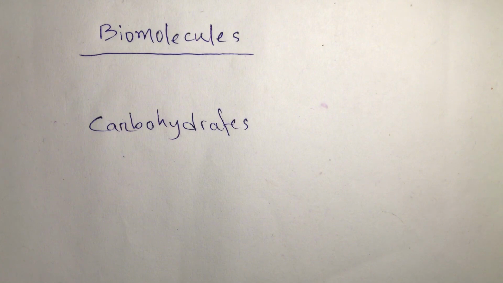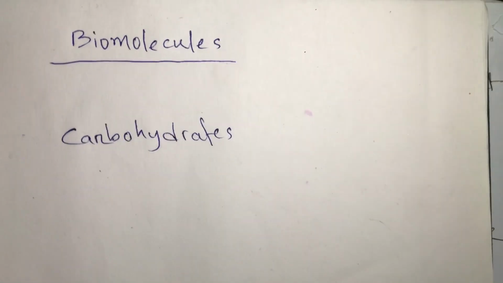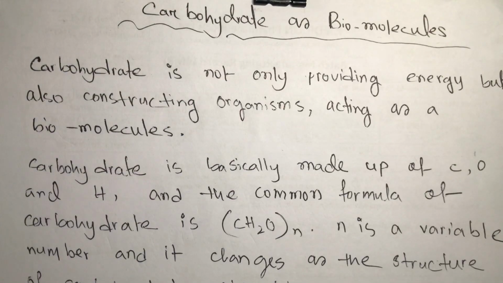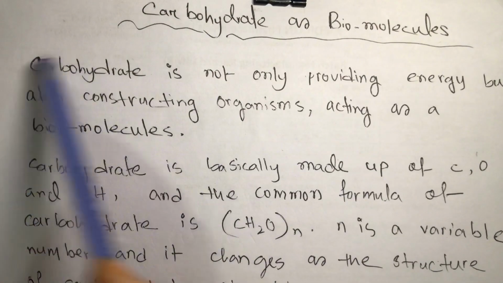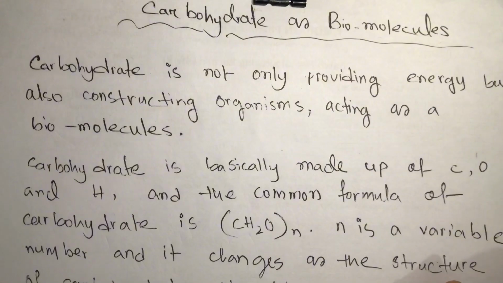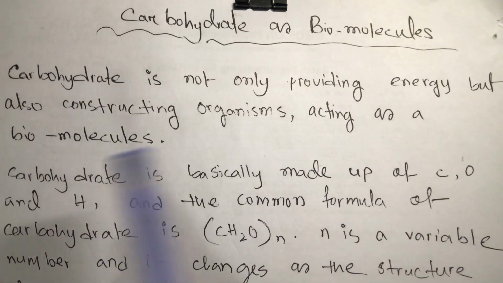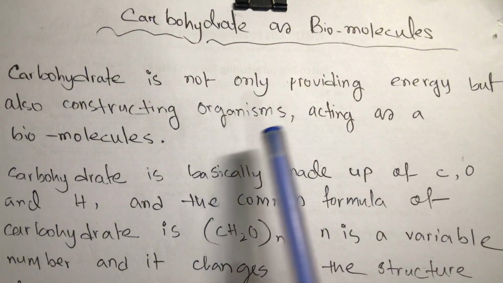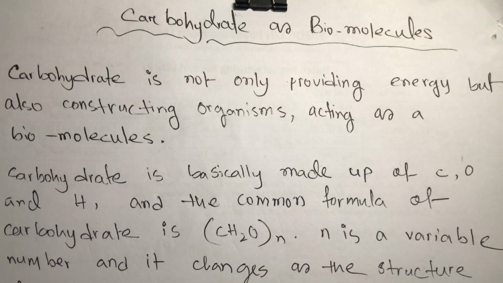And there are three major types of carbohydrate. Those are monosaccharide, disaccharide, and polysaccharide. So let's go along with the notes, and it will make the idea about carbohydrates more clear. Carbohydrate as a biomolecule. Carbohydrate is not only providing energy but also constructing organisms, acting as a biomolecule.